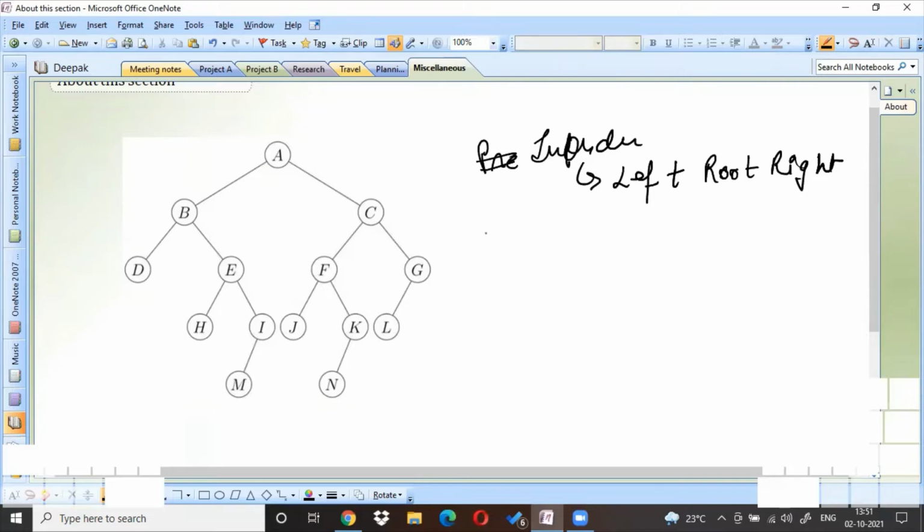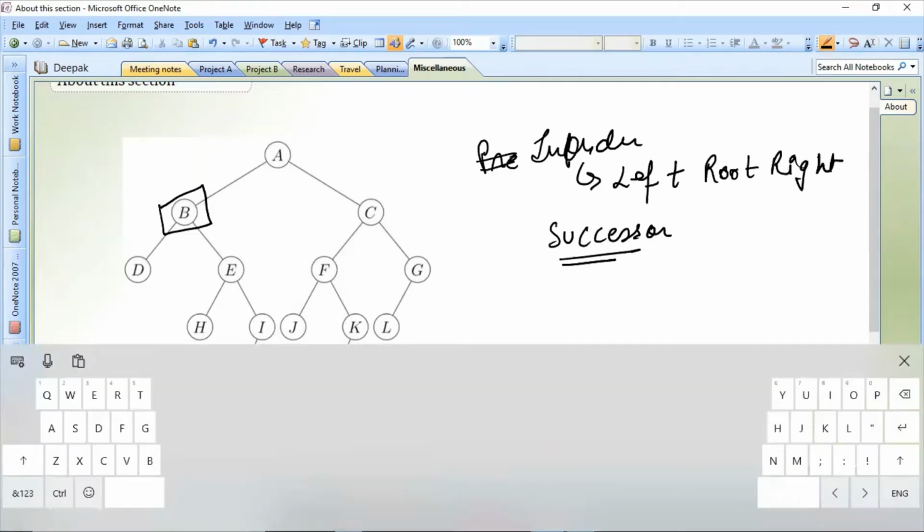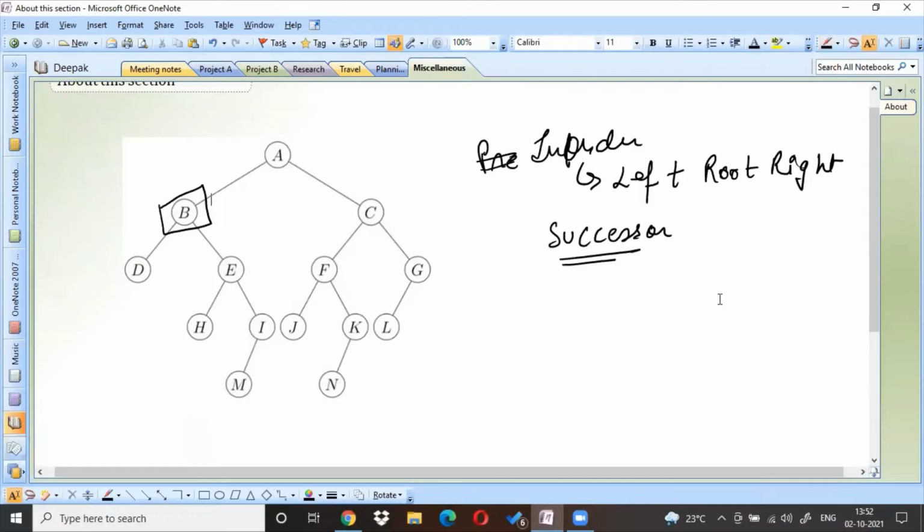Now, the second step is to understand what is known as the successor. Successor basically means if you are standing at node B, and you have operated on node B, what will be the very next node that would be operated? In other words, which root will be operated at this particular point of time just after node B has been printed.